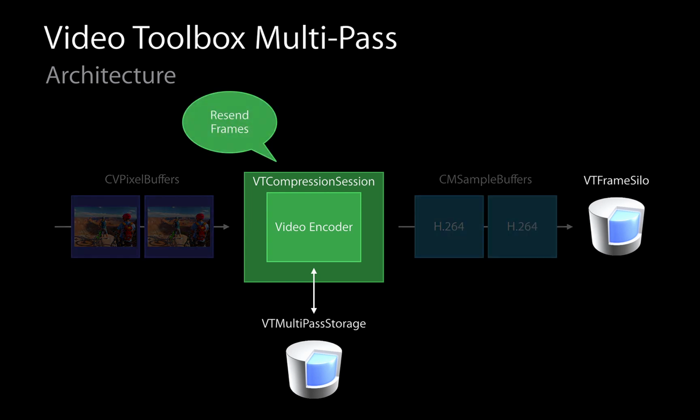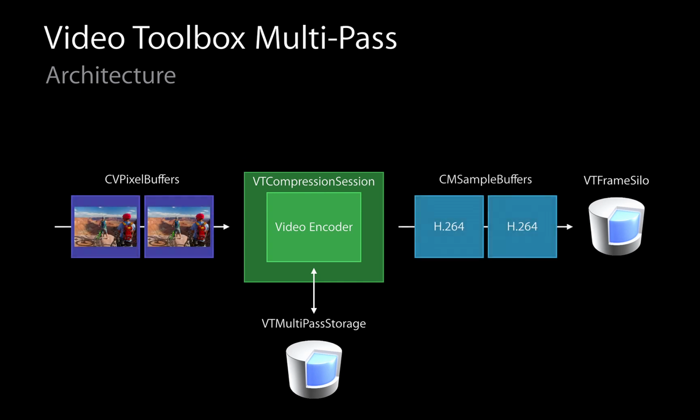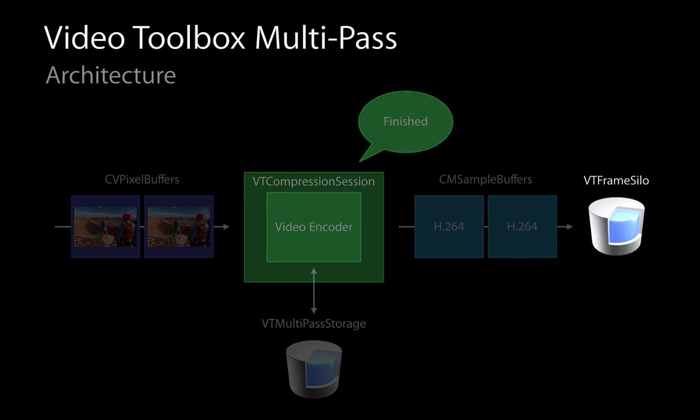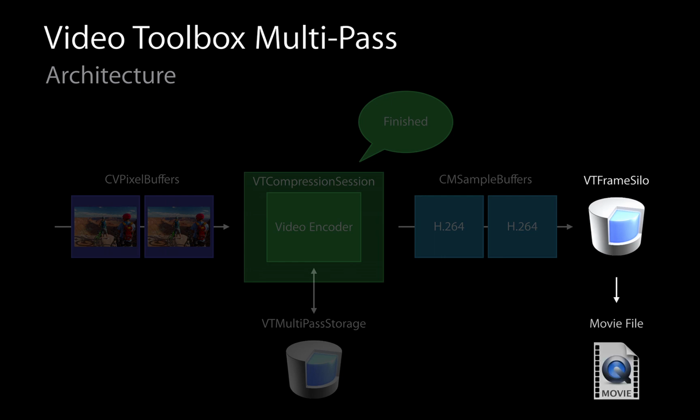We're done with this pass. The encoder wants to see samples again. We're sending in those samples that it requests. Then we're finished, and we can tear down the VT multipass storage in the compression session. And we're left with our frame silo. So this is where we need to perform the copy from the frame silo to the output movie file. Great, we have our output movie file.